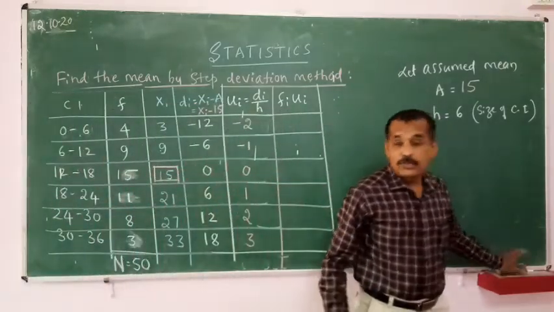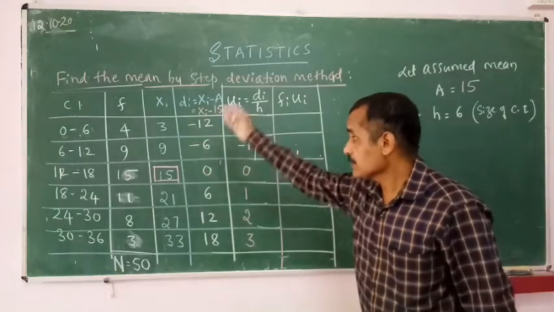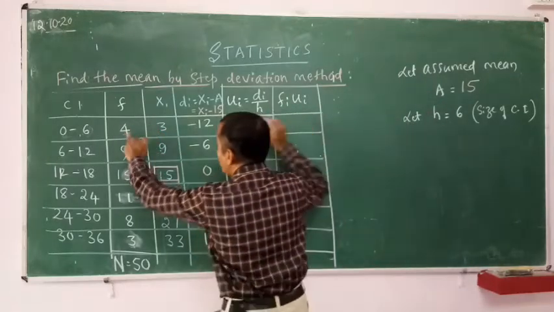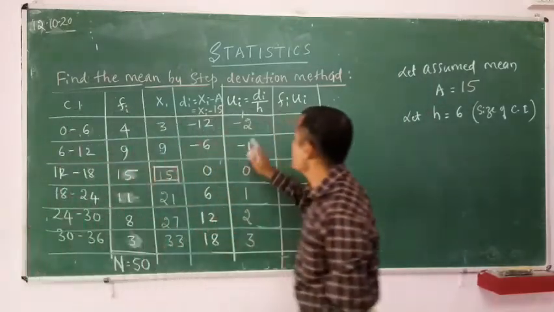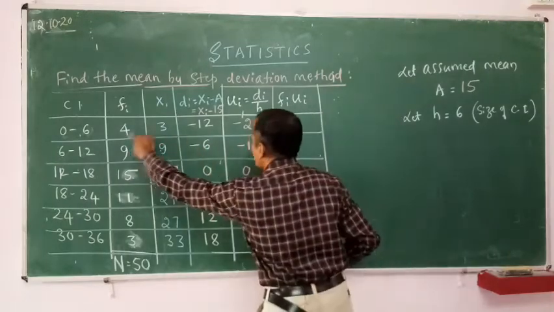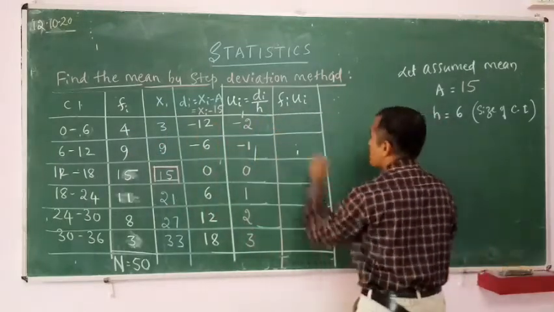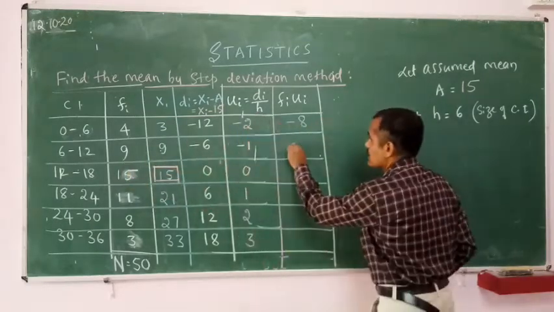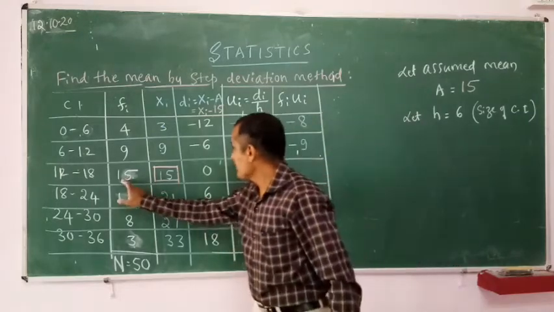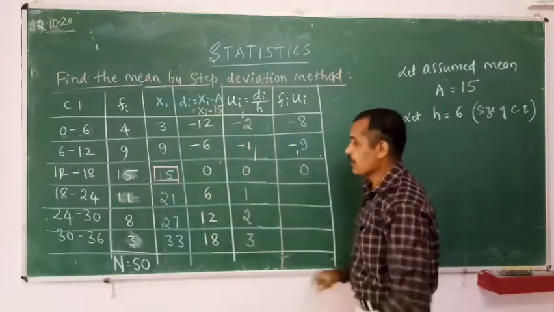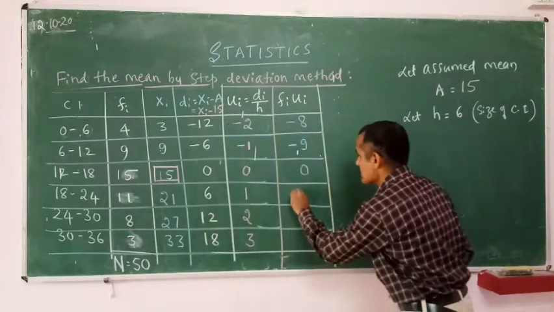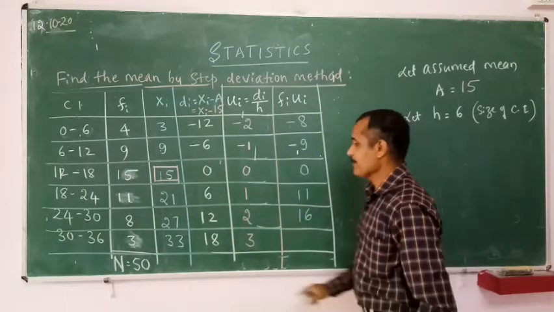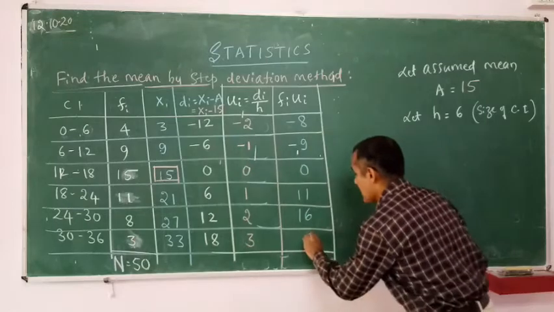Sometimes what students will do, there are plenty of columns and somewhere different numbers get multiplied. See properly. This is FI, this is FI into UI. Come on. 4 into minus 2, answer is minus 8. 9 into minus 1, answer is minus 9. 15 into 0, answer is 0. 11 into 1, answer is 11. 8 into 2, answer is 16. 3 into 3, answer is 9.